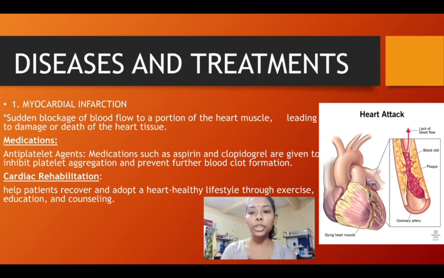One of the ways to treat myocardial infarction is through medications. Medications like aspirin and clopidogrel are given to inhibit platelet aggregation and prevent further blood clot formation. Another way to treat this condition is through cardiac rehabilitation. Cardiac rehabilitation is an essential part of recovery involving exercise, lifestyle modifications, and education to improve the health of the heart.